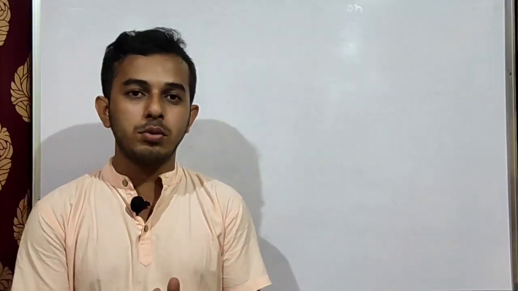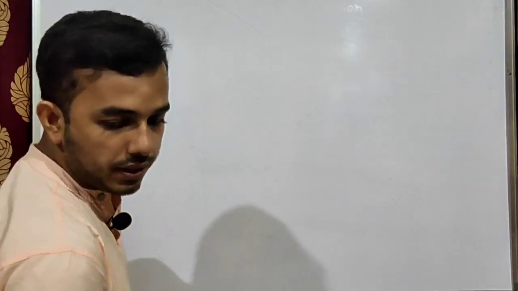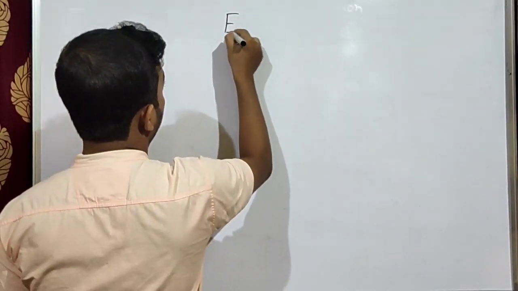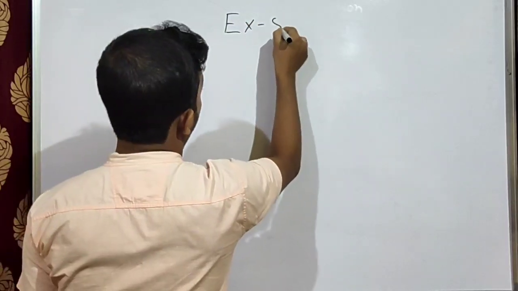I hope this is clear to you. Now let's move to our first question of exercise 5.3: check the divisibility of the following numbers by 3. There are many questions. I will show you two or three and the remaining you have to solve.